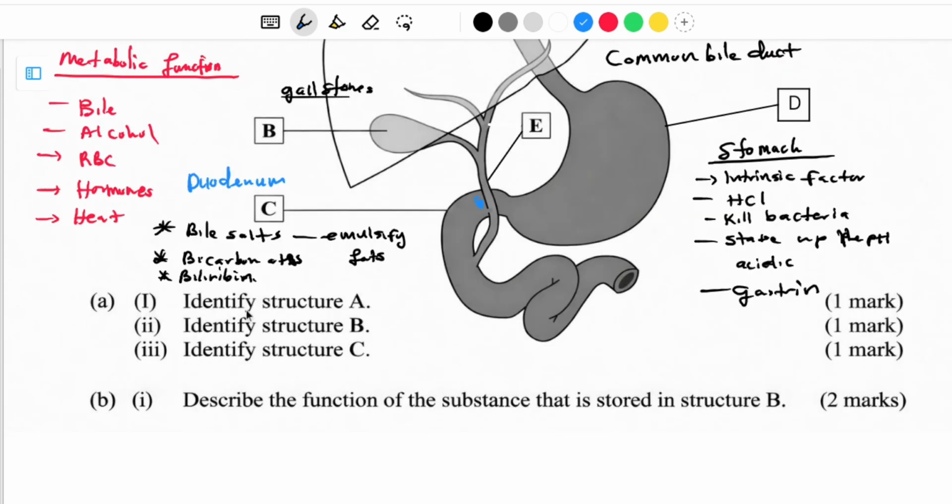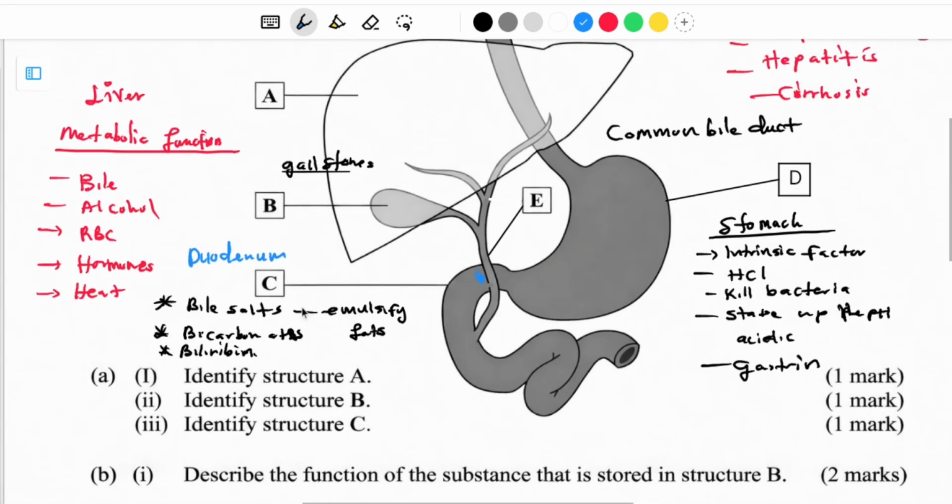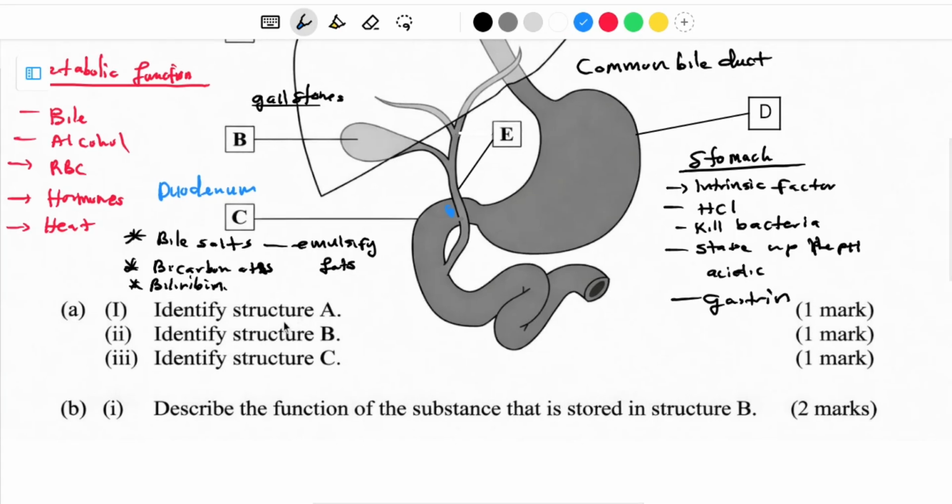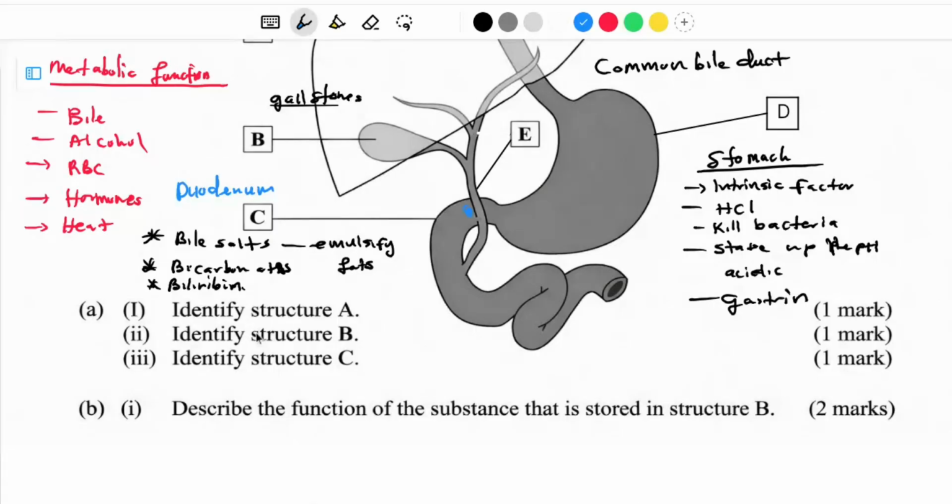So answering question A, identify structure A, which is the liver. Identify structure B, which is the gallbladder, and then structure C, which is called the duodenum. Then in terms of question B, it is saying identify the function of the substance that is stored in structure B. So structure B stores bile, and bile contains bile salts, bicarbonates, all those things.